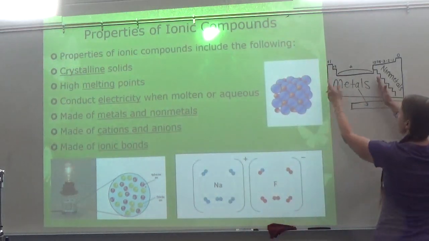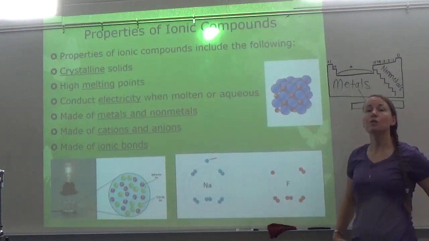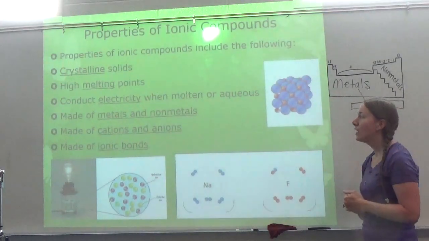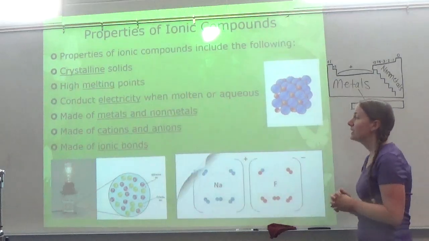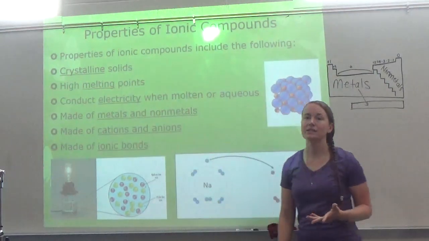Because they are made of cations and anions, that means it's normally a metal and a nonmetal. Remember, the metals tend to be the positives, the nonmetals tend to be the negatives. So you have a positive and a negative, a metal and a nonmetal. You can't have two negatives bond together ionically because they would repel one another. And then, of course, they're made of ionic bonds.